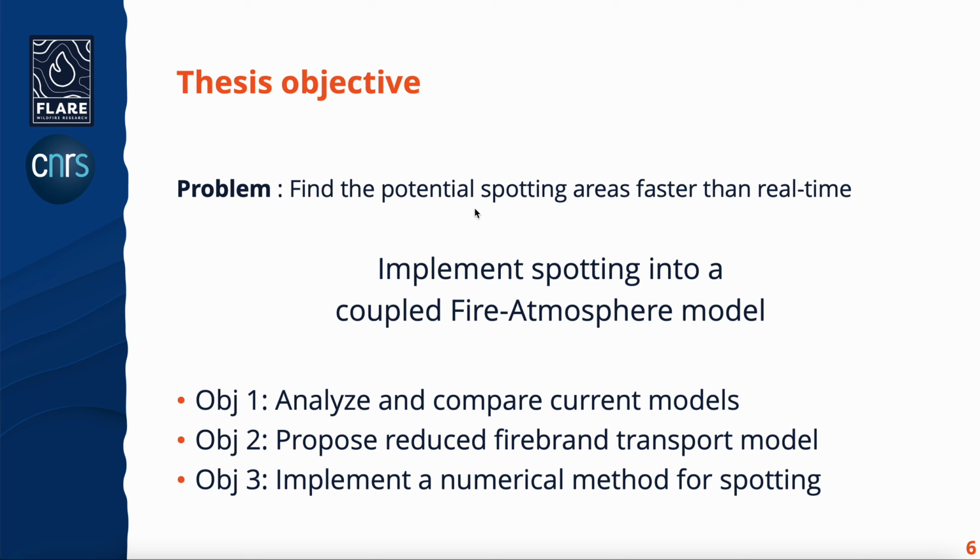So the main objective of this thesis is that we need to find the potential spotting areas faster than real time. Because with coupled fire atmosphere models, we're able to resolve the atmospheric phenomena and also the fire progression, the main objective of this thesis is to implement the spotting into a coupled fire atmosphere model. So we have derived this overarching objective into 3 smaller ones. The first one will be to analyze and compare existing models to describe firebrands. The second one will be to propose a reduced firebrand transport model. And finally, we will implement the numerical method to include the spotting into the coupled fire atmosphere model.